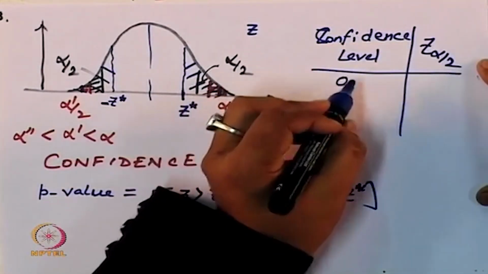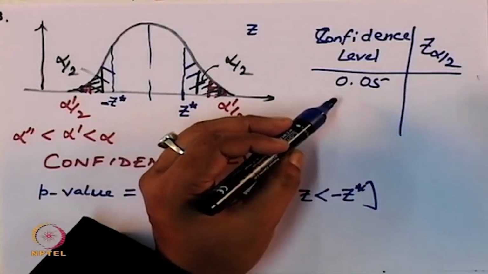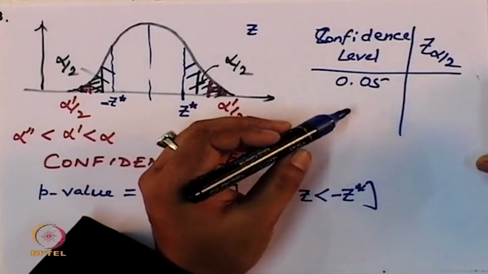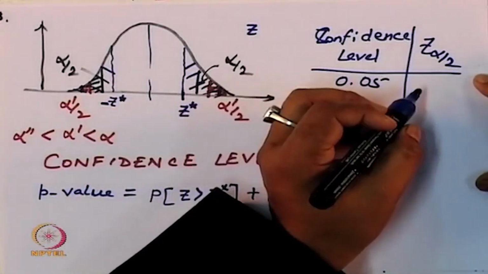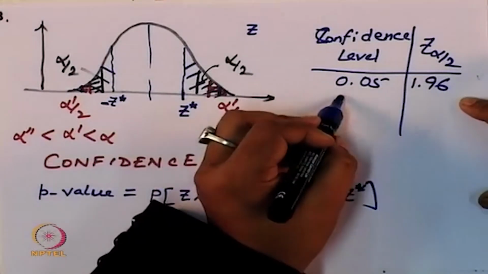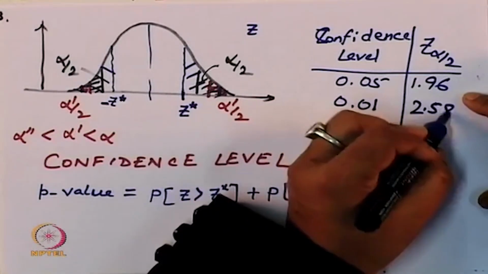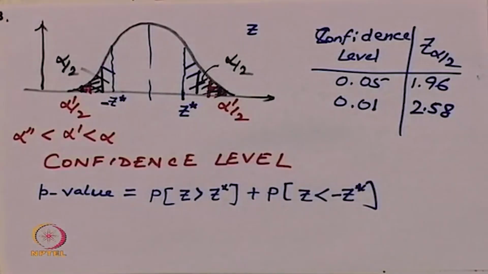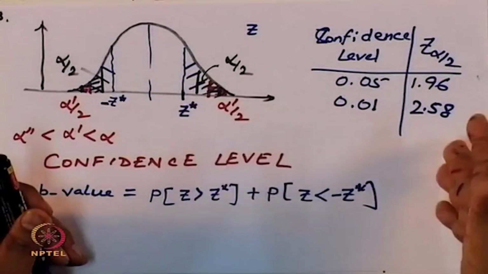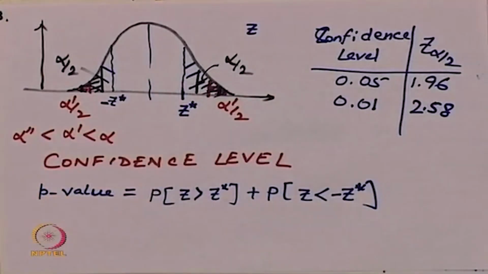So, if you want a significance level of 0.05, which means that with 95% certainty you want to reject H naught, this particular value of z alpha by 2 is 1.96. If you want 0.01, then this value becomes 2.58. So, in other words, you want to calculate the probability z greater than 2.58 or probability z less than minus 2.58.